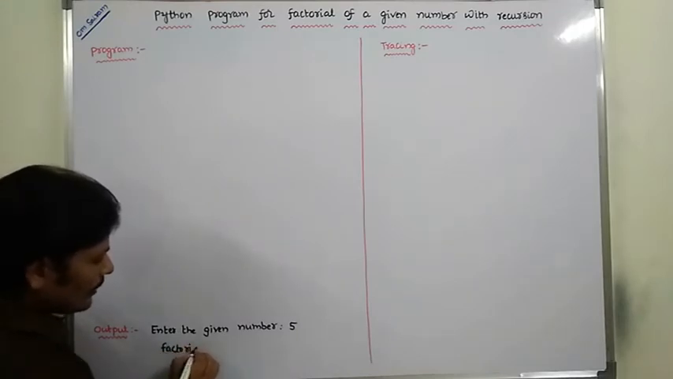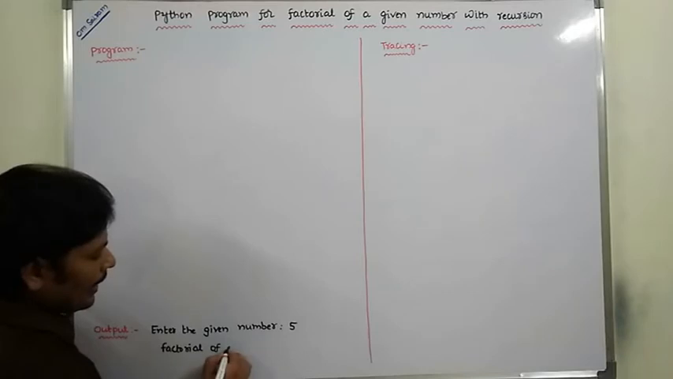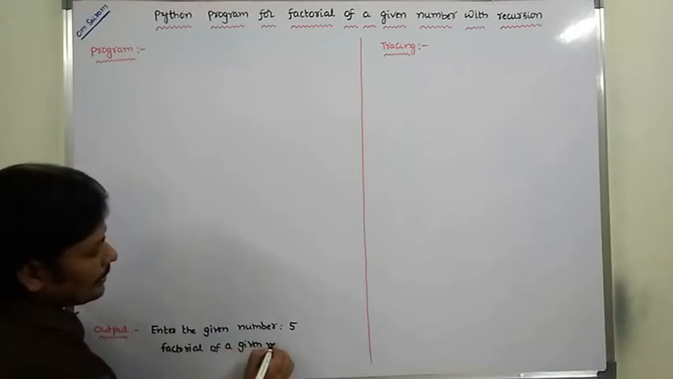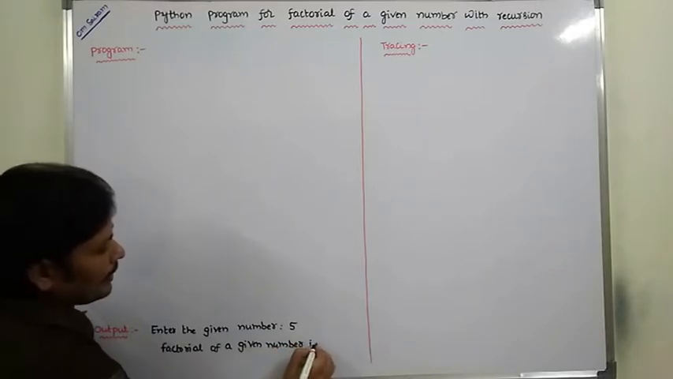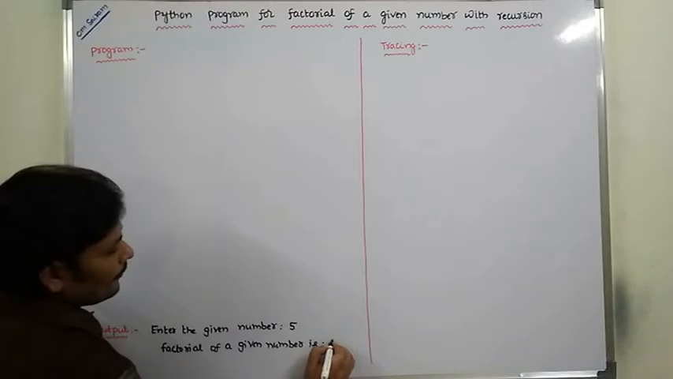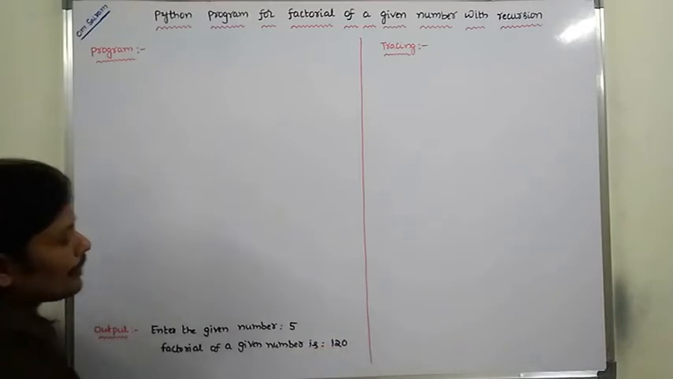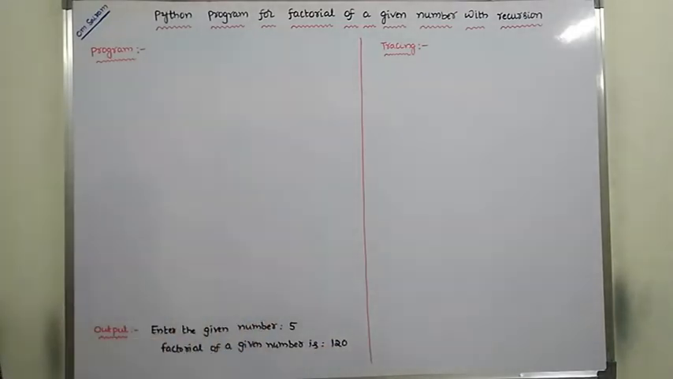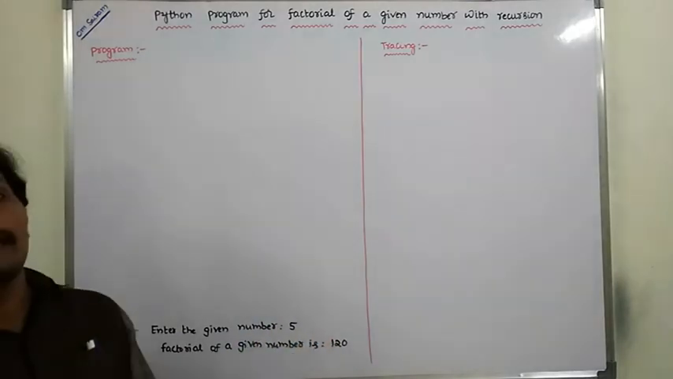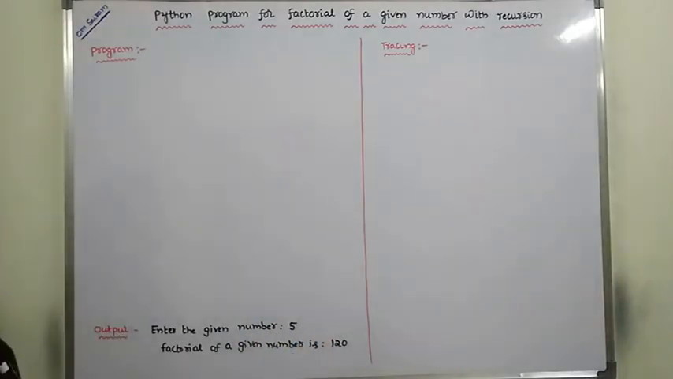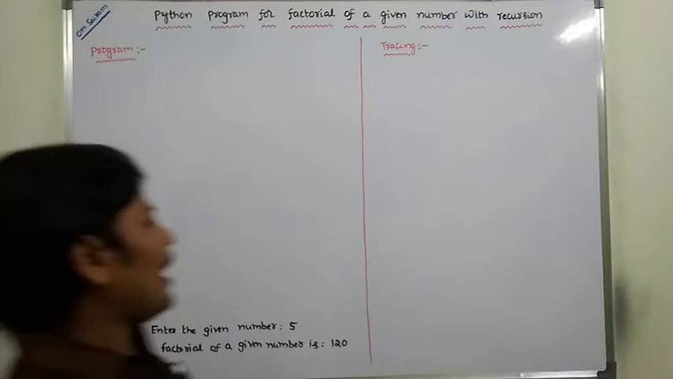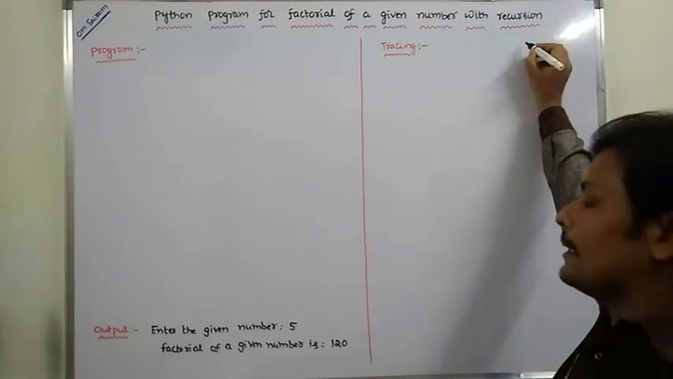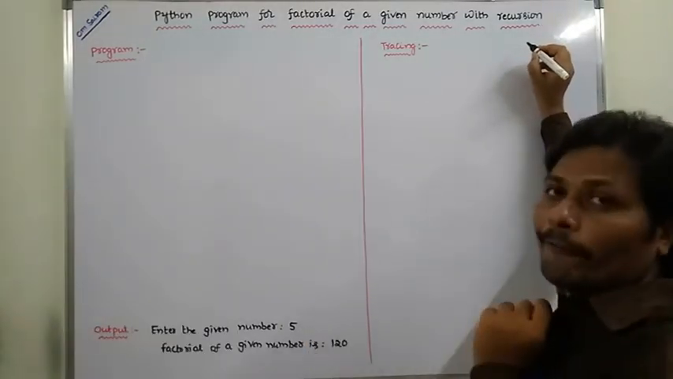Next, the output is: factorial of a given number is 120. How are we getting the factorial of the given number 5 as 120? So I have to calculate the factorial of 5.